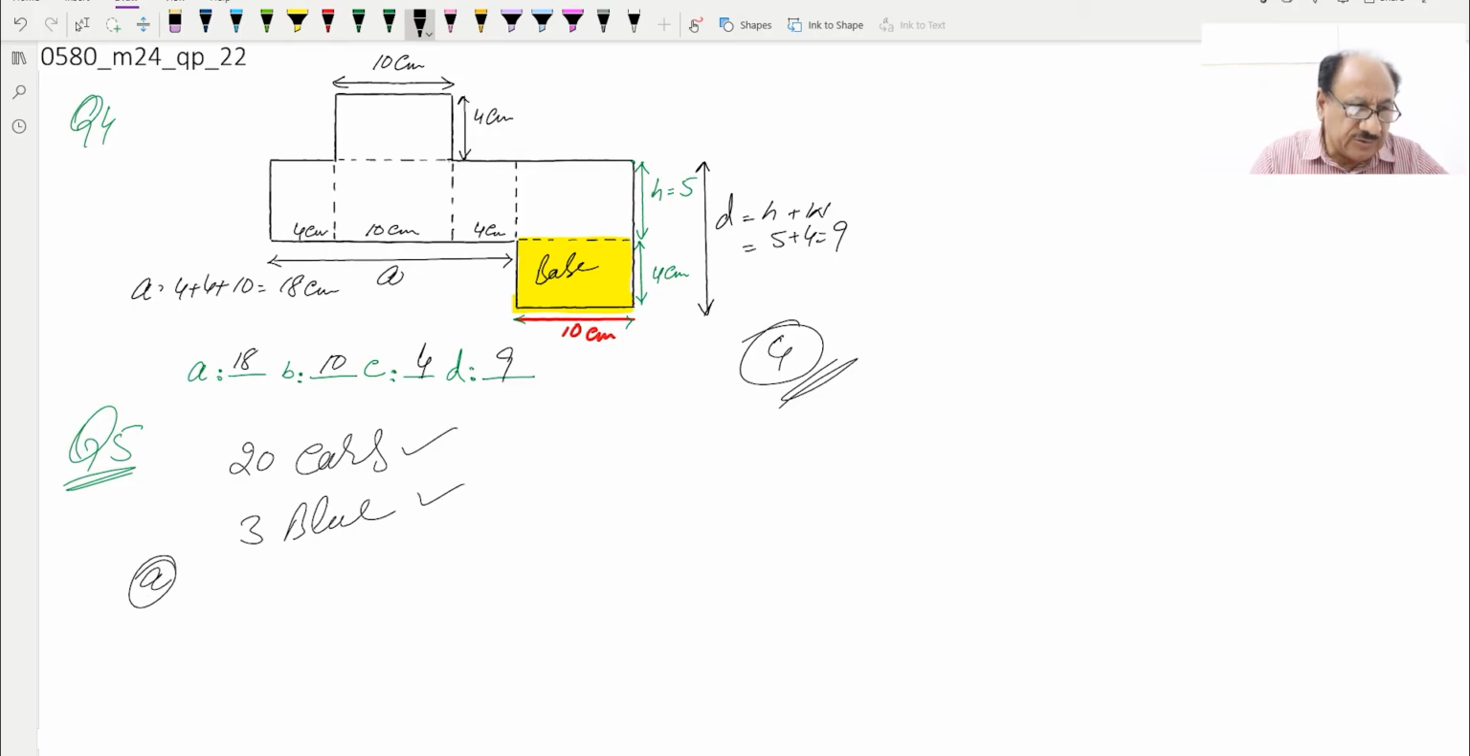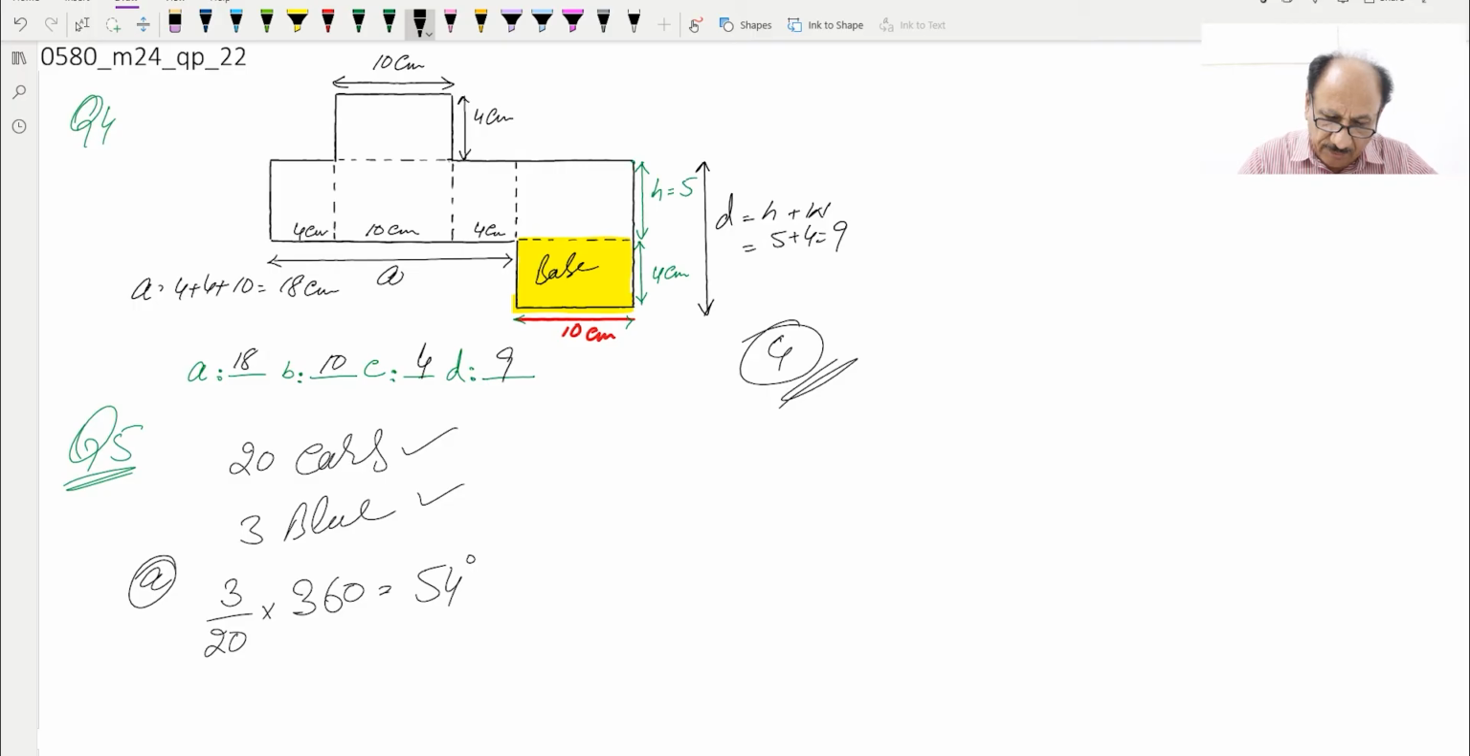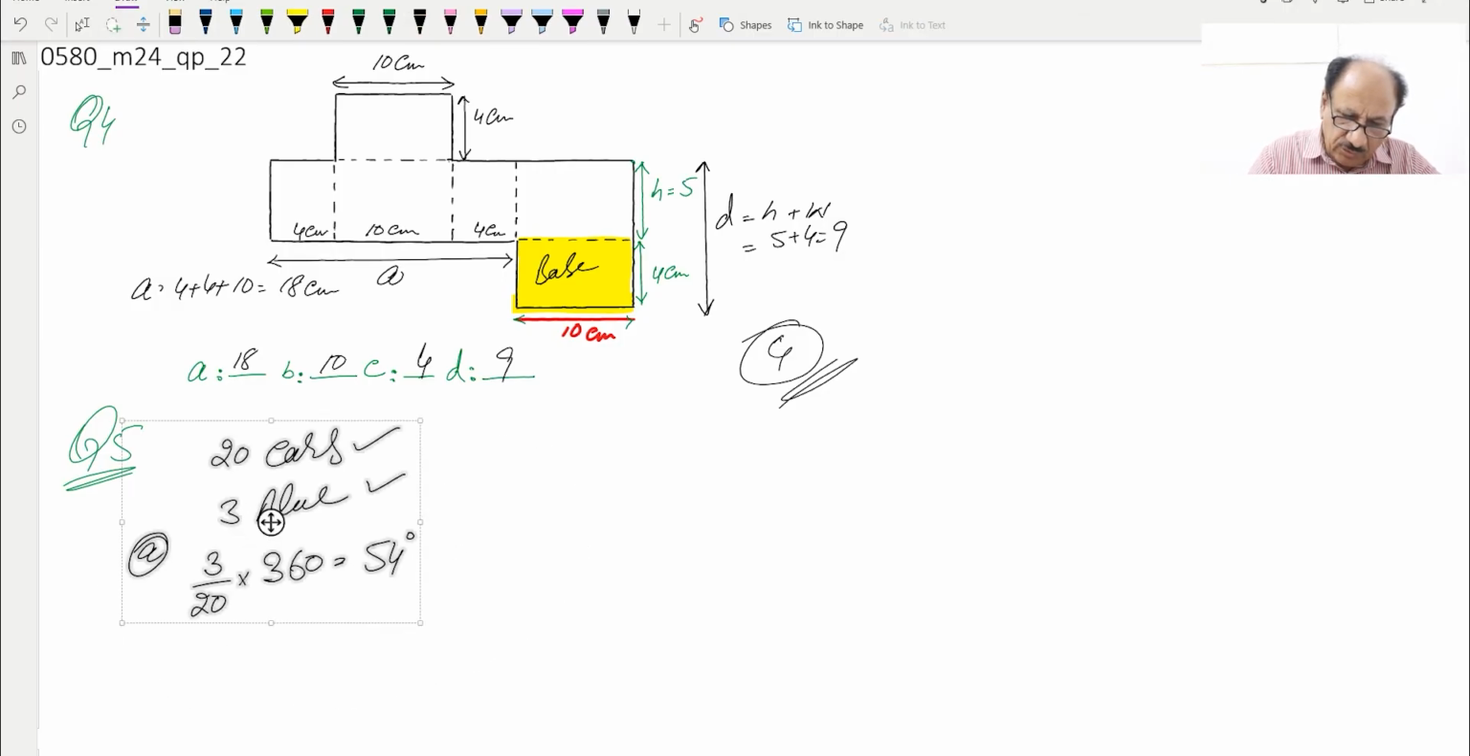A part says James wants to draw a pie chart to show this information. Find the angle of the sector for the blue cars in this pie chart. So sector angle we need to find. So 3 out of 20 are blue, and we know that the sector angle is 360, so we will be multiplying this by 360, and we can calculate this. This will be 3 over 20 multiplied by 360, and this will give us 54 degrees. So the degree symbol should also be there, and the answer is 54 degrees. And I will just reduce a little. So here the answer will be 54 degrees, and this is a 2-mark question.